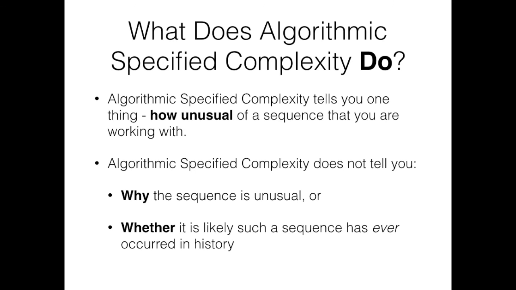So what does this number actually do? The algorithmic specified complexity tells you one thing: how unusual a sequence you are working with. Algorithmic specified complexity does not tell you why the sequence is unusual or whether that sequence has ever occurred in history. That is, we'll have to do some more extensions to find that out.